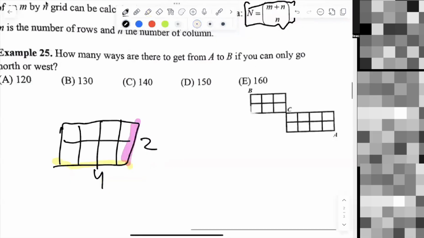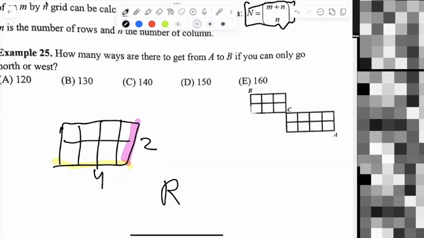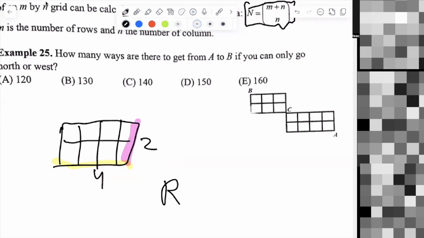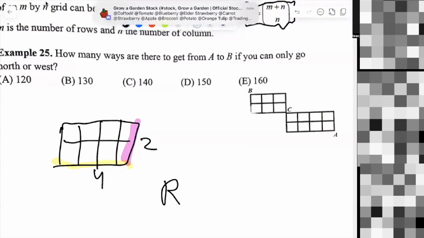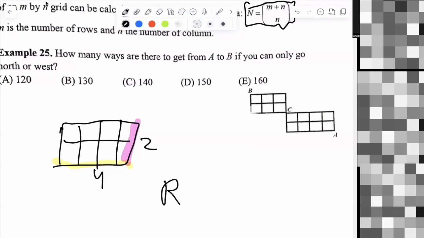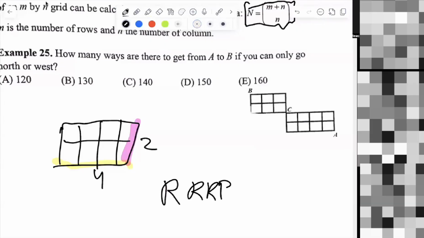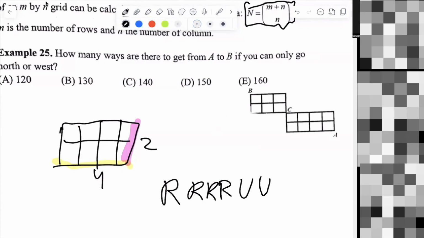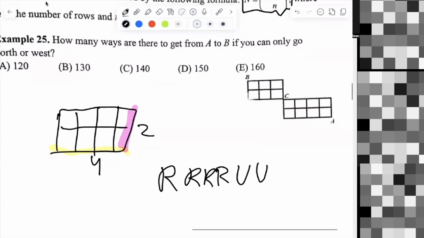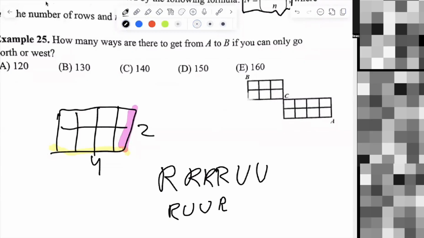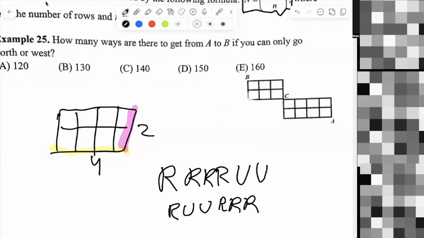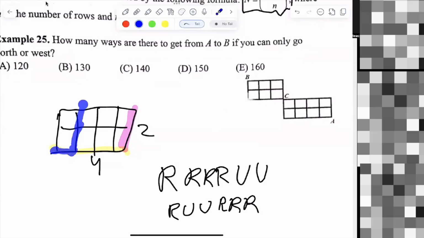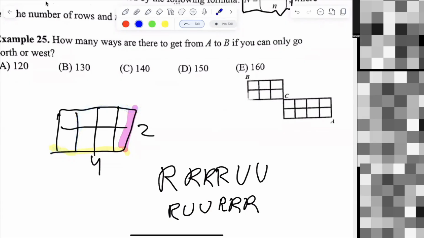We can let R be each one that would go to the right, and then U be up, because we can only go forward, no backtracking. In this case, we have 4 R's and 2 U's. Do you see where I'm going? We can arrange these. For example, I can do R, U, U, R, R, R. Now, what does this path look like? This path looks like this: R, U, U, R, R, R is that path over here.